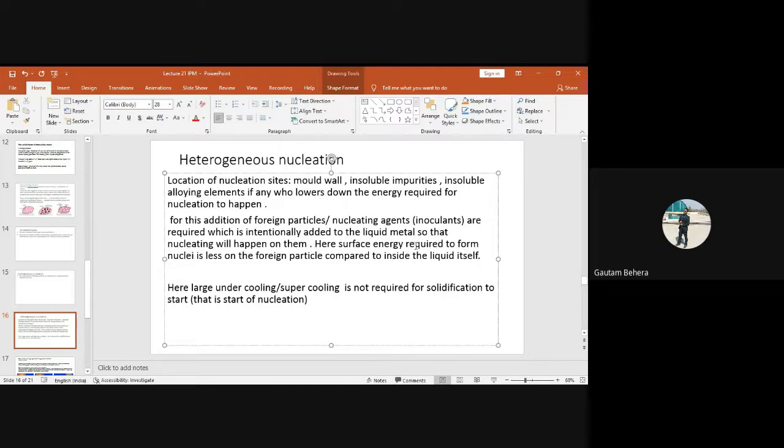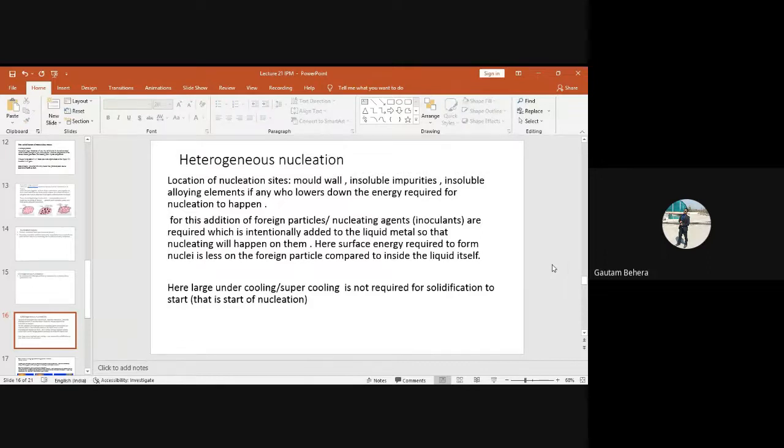Here, the surface energy required to form nuclei is less on the foreign particles compared to inside the liquid itself. So this is the reason behind the ease of heterogeneous nucleation, because here the surface energy required to form nuclei is less. Large undercooling, or supercooling, is not required for solidification to start.